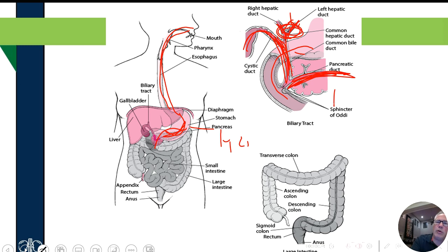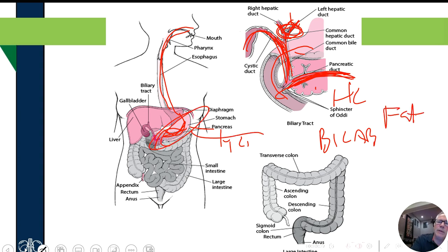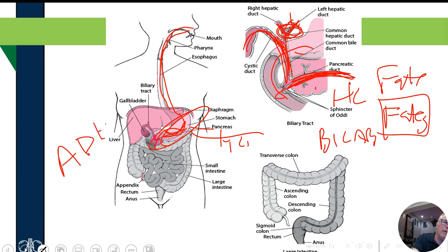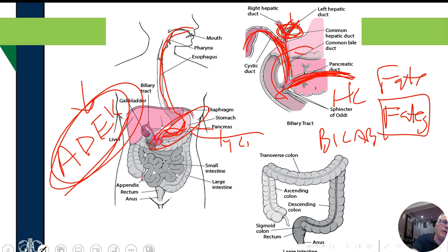The other thing is that hydrochloric acid is neutralized by the pancreas in the form of bicarb. But the pancreas also secretes other digestive enzymes to break down fats. That's a big key because those fats are ADEK, the fat-soluble vitamins, so they tend to be deficient. And people with chronic pancreatitis tend to have fatty stools.